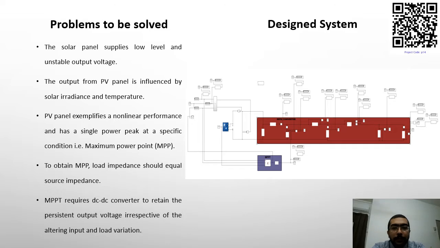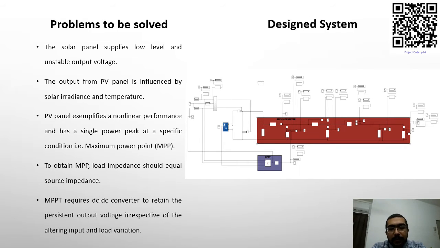The research problem for this project was identified such that the efficiency of the PV array is low, as the power generated by the solar panel is influenced by the climatic conditions and depends upon the solar irradiance and temperature. The PV panel demonstrates a non-linear performance and has a single power peak at a specific condition that is known as maximum power point. To acquire the maximum power from the solar panel, the load impedance should equal the source impedance, which necessitates the need of an impedance matching circuit.